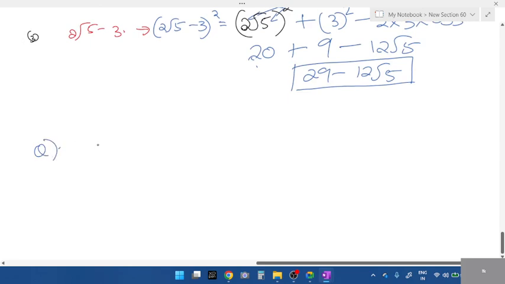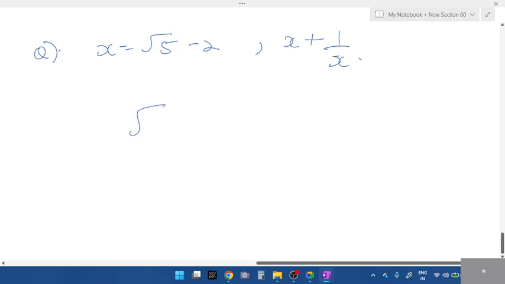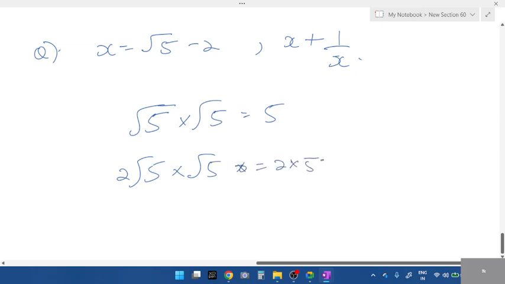Next question is, they'll give you x value. X is equal to root 5 minus 2, and they'll tell you to find x plus 1 by x. This is what they'll ask you to find. Now before solving, how do you rationalize root 5, students? Root 5 is in numerator or denominator? It's in the numerator. How do you rationalize this? We simply multiply with root 5. You get 5. If there is 2 root 5, again multiply only the root 5 value. You get 2 into 5, that is 10.